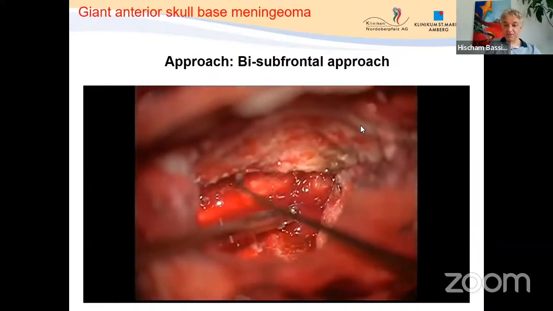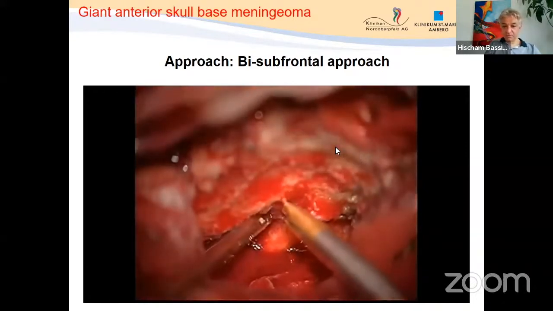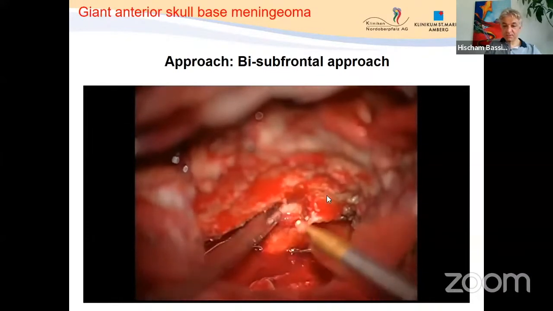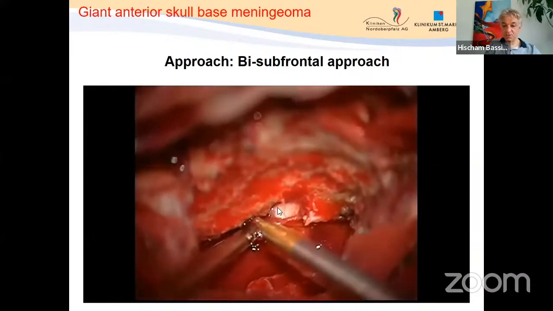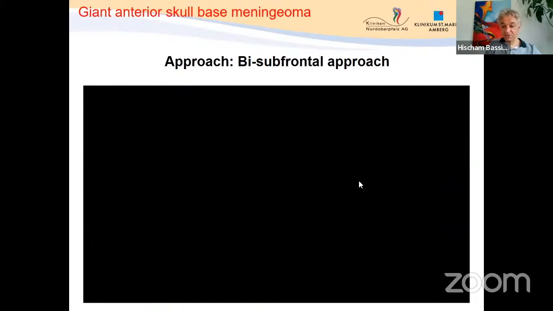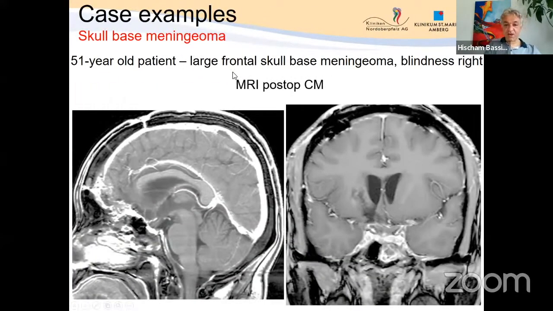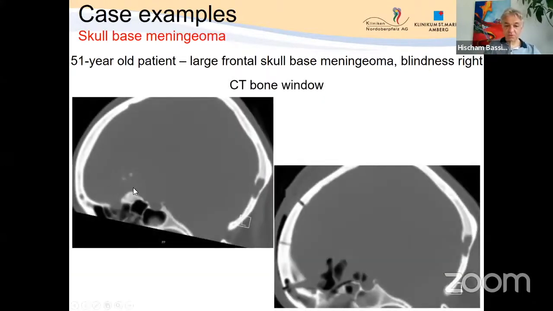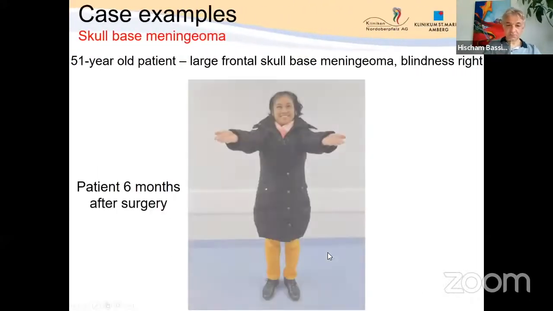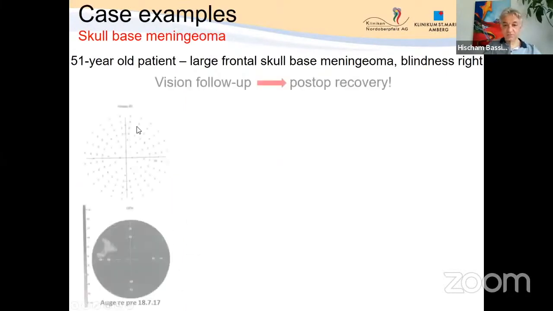This is the opening of the optic canal, just showing one side. On the right side, here you can see this is tumor entering, and this has to be removed in order to have a complete tumor resection. So this is an MRI after tumor resection, showing a complete tumor removal. Also, this hyperostosis was removed here. And this is the patient 6 months after surgery. She was doing well, no deficit.